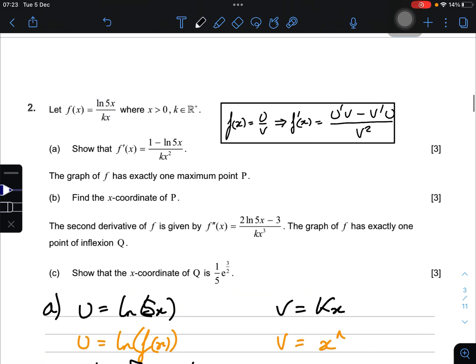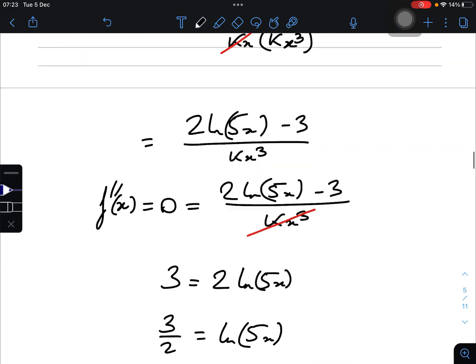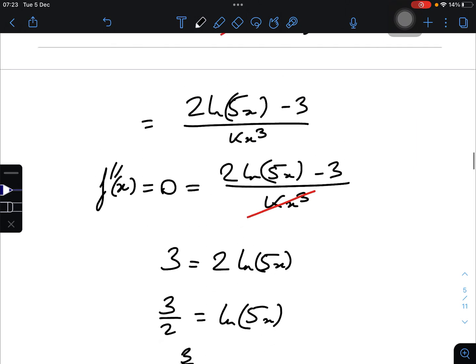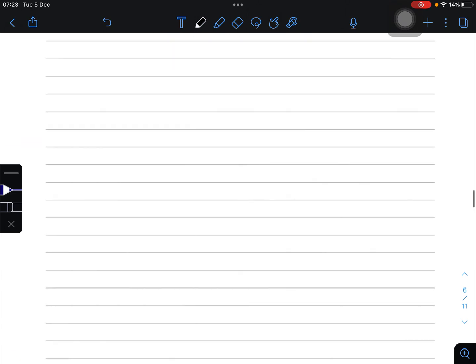Is this another show that? Oh, they didn't even ask us to do the second order differential. Oh well, we did anyway. Okay, show that that equals that. Bingo, we've done it. 3 lines through it. Finito.